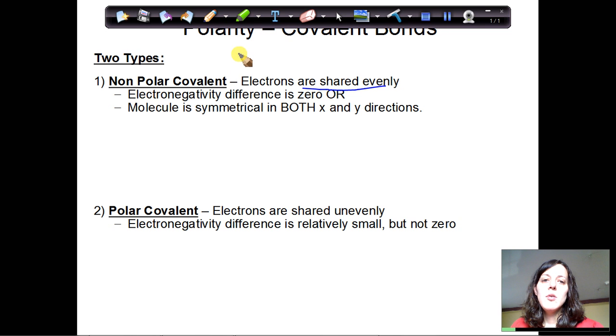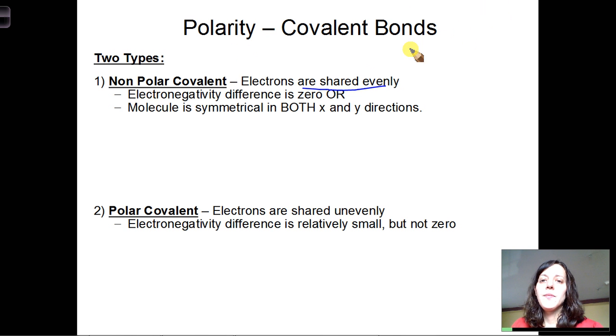In this video we are going to talk about polarity. Under covalent bonds, there are nonpolar covalent bonds as well as polar covalent bonds. With nonpolar, electrons are shared evenly, versus with polar covalent bonds, electrons are shared unevenly.